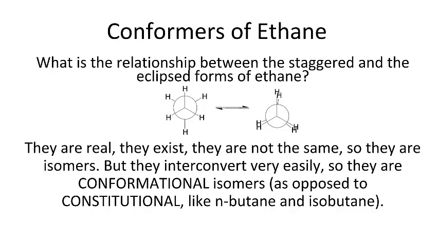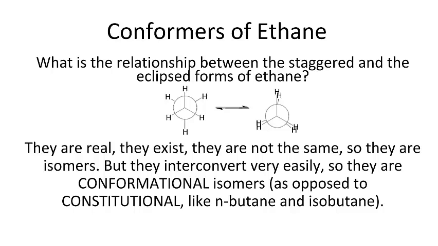We saw those earlier where they have the same formula, C4H10 in that case. But you can't turn one into the other. They're different compounds. You can separate and put them in different bottles, and they don't turn into each other. Whereas with ethane and other conformations, if you even could separate them and put the eclipsed ones into one bottle and the staggered ones into a different bottle, within a split second they would go back to being the mixture that they were before.